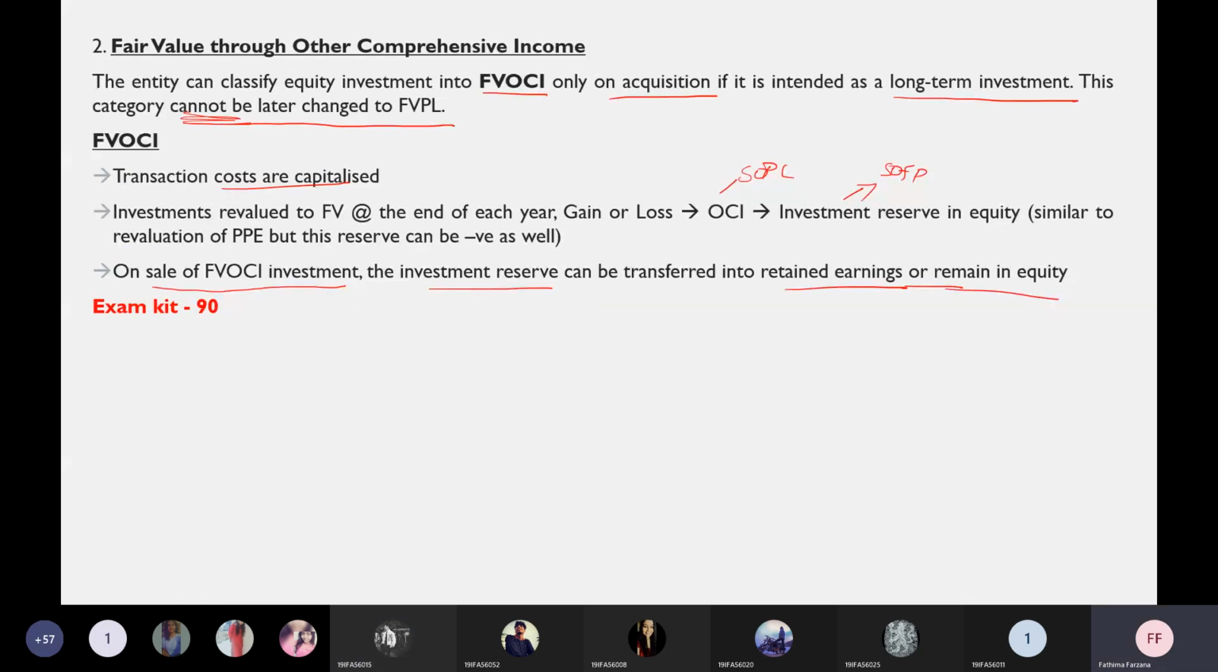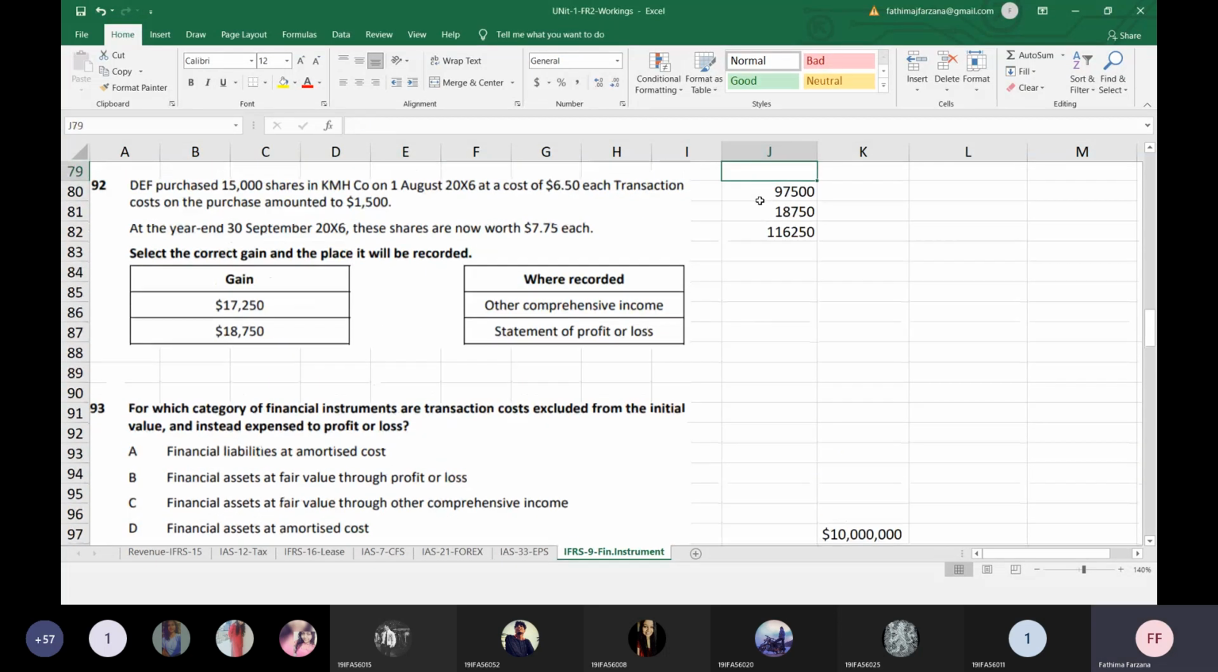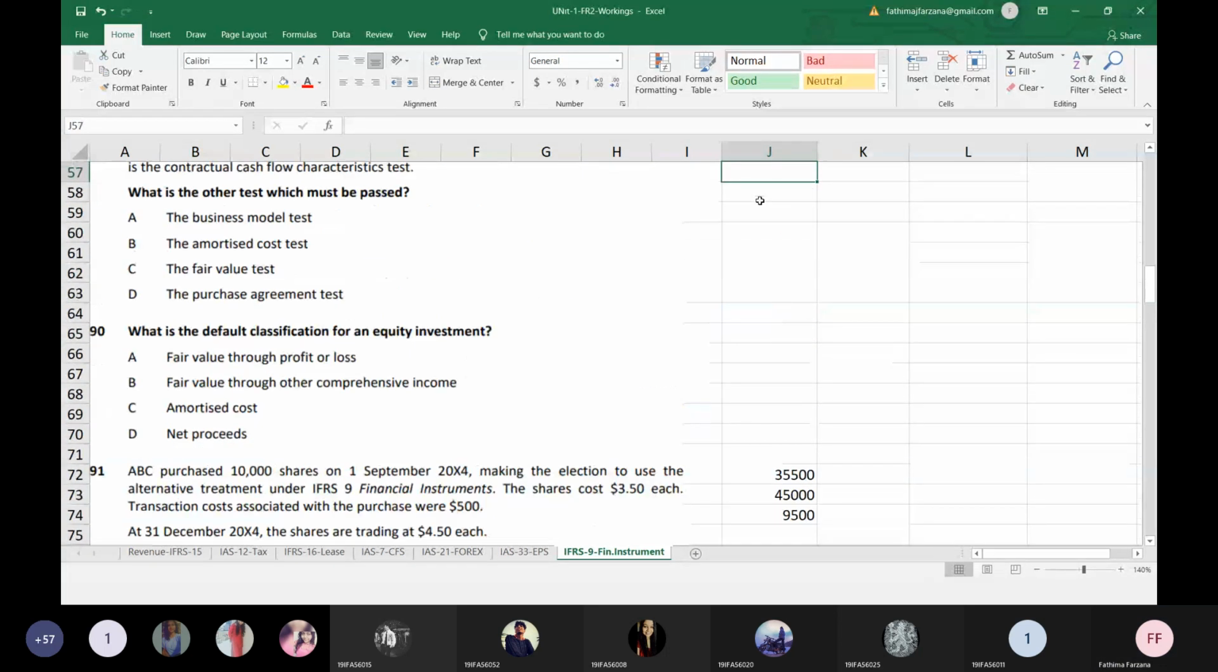Okay, so let's go with the exam kit, problem number 90. What is the default classification for an equity investment? This was asked in one of the year exam questions also. What is the default classification of equity investment? Fair value through profit or loss. Okay, this is the default category.